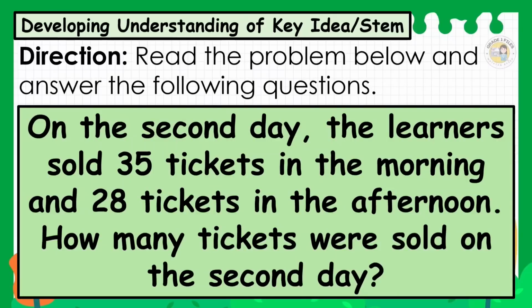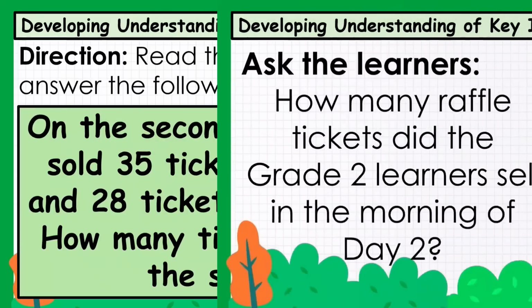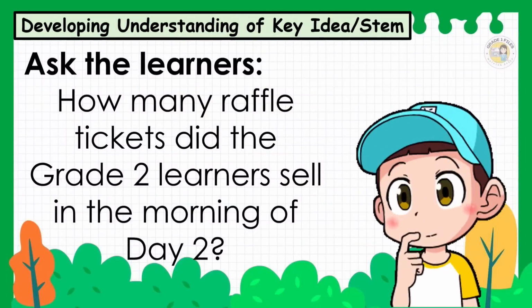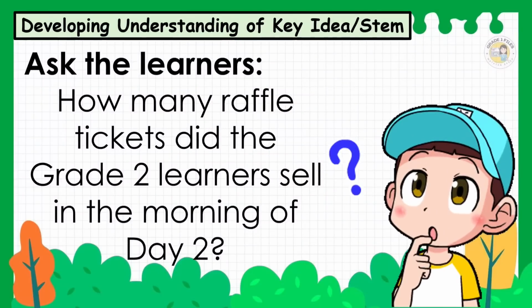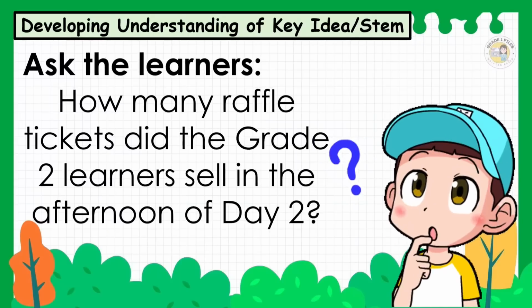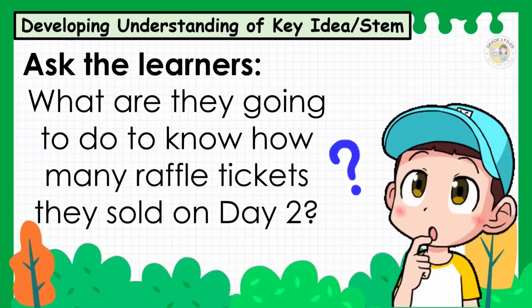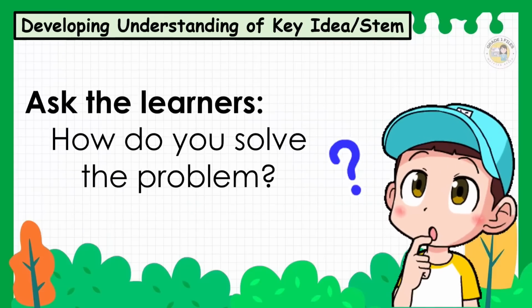Read the problem below and answer the following questions. On the second day, the learners sold 35 tickets in the morning and 28 tickets in the afternoon. How many tickets were sold on the second day? Students, how many raffle tickets did the grade 2 learners sell in the morning of day 2? How many in the afternoon of day 2? What are they going to do to know how many raffle tickets they sold on day 2? How do you solve the problem?